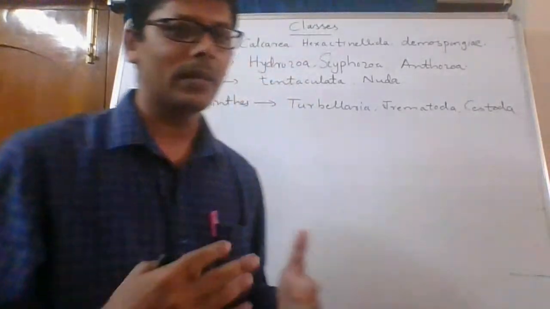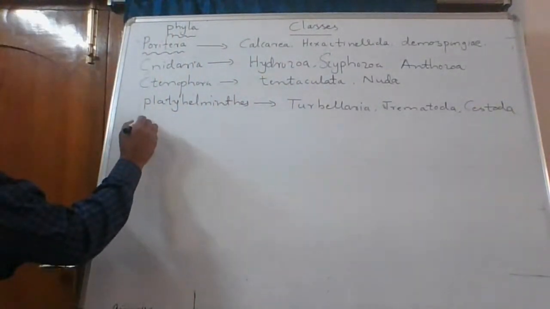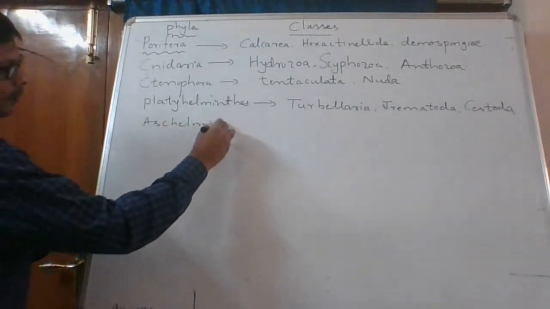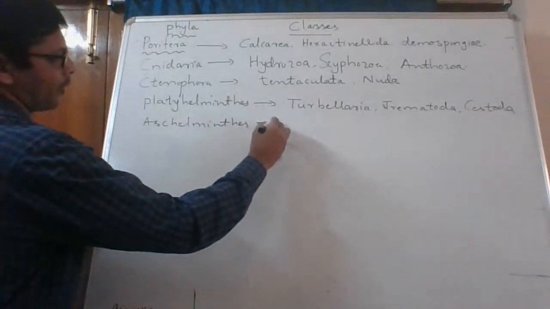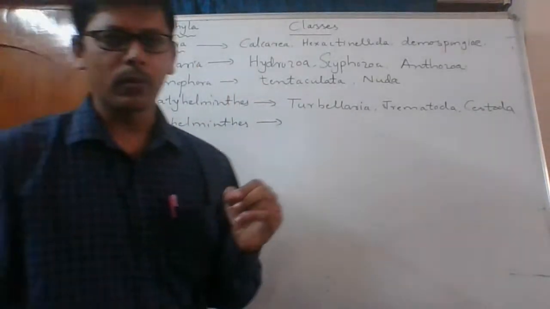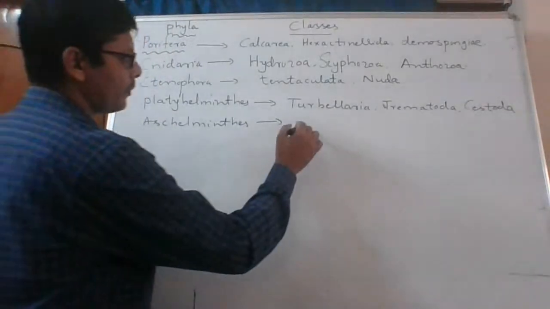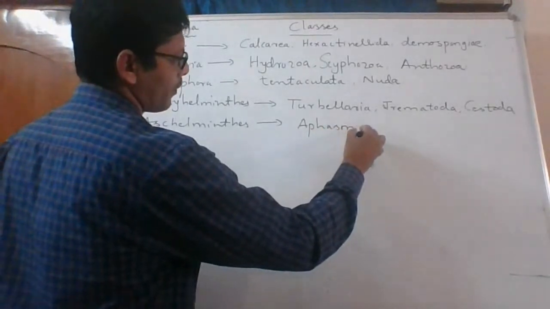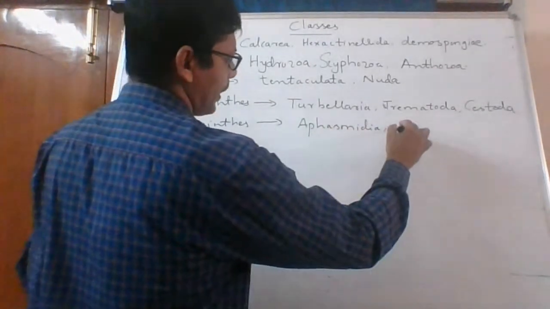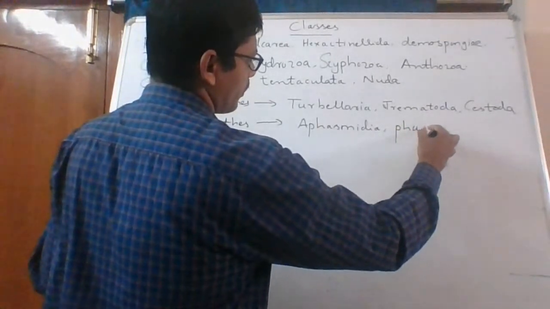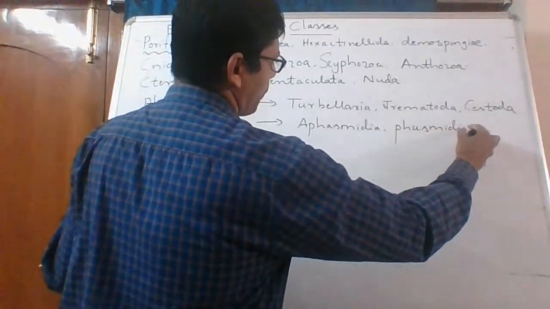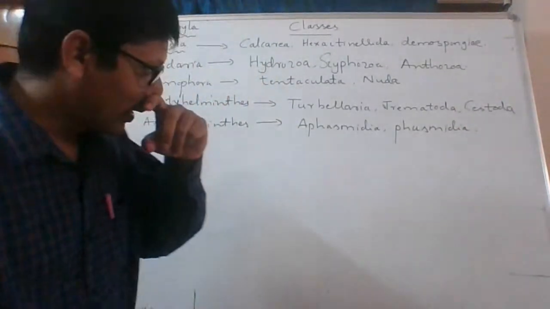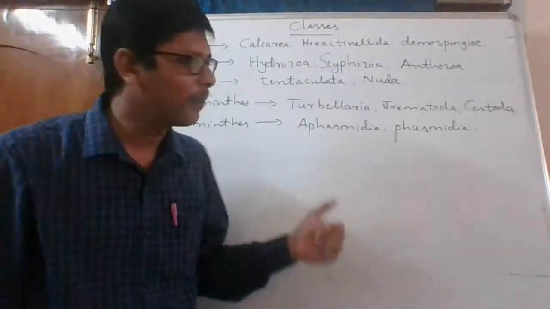Okay, now let us begin the next phylum. That phylum is Aschelminthes. In this Aschelminthes phylum, we have two classes: Aphasmidia and Phasmidia. Let us begin again from the beginning.